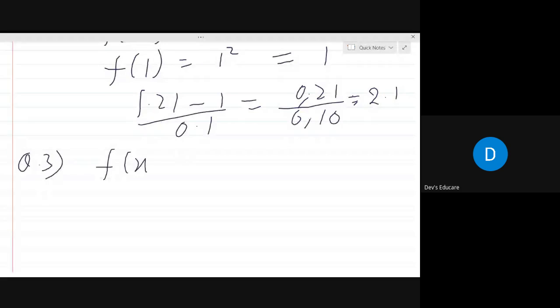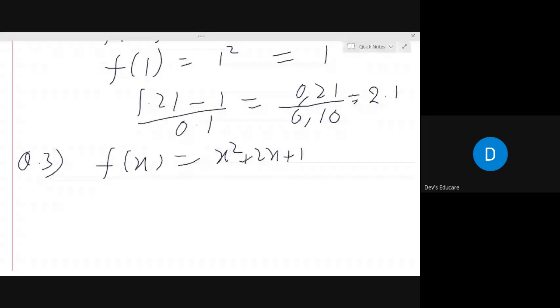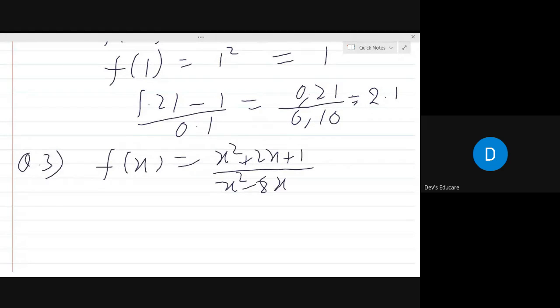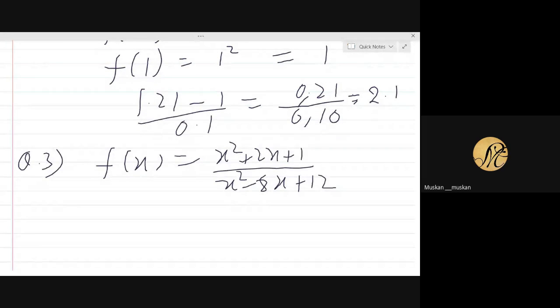Question 3. Find the domain of the function f(x) equals x squared plus 2x plus 1 divided by x squared minus 8x plus 12. The denominator cannot be equal to 0.